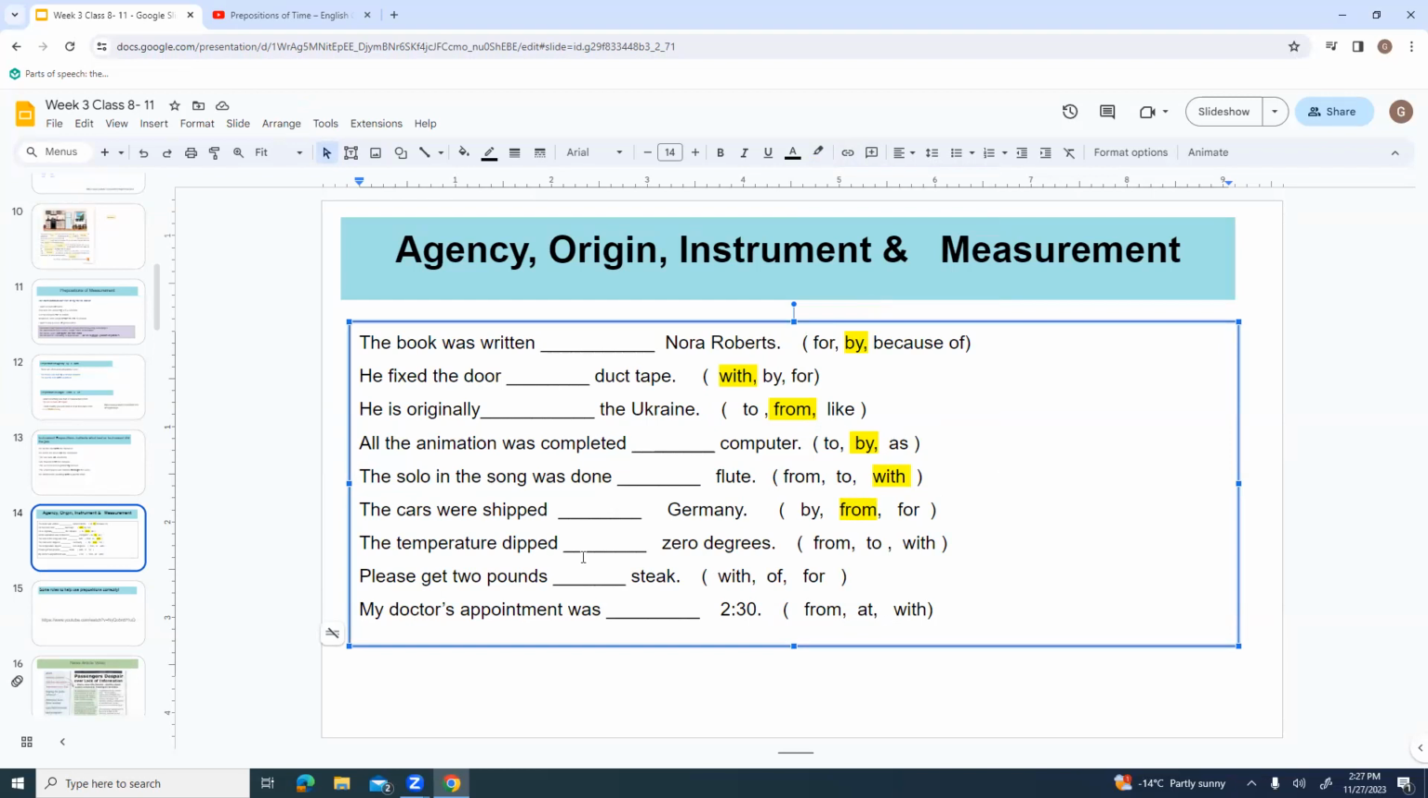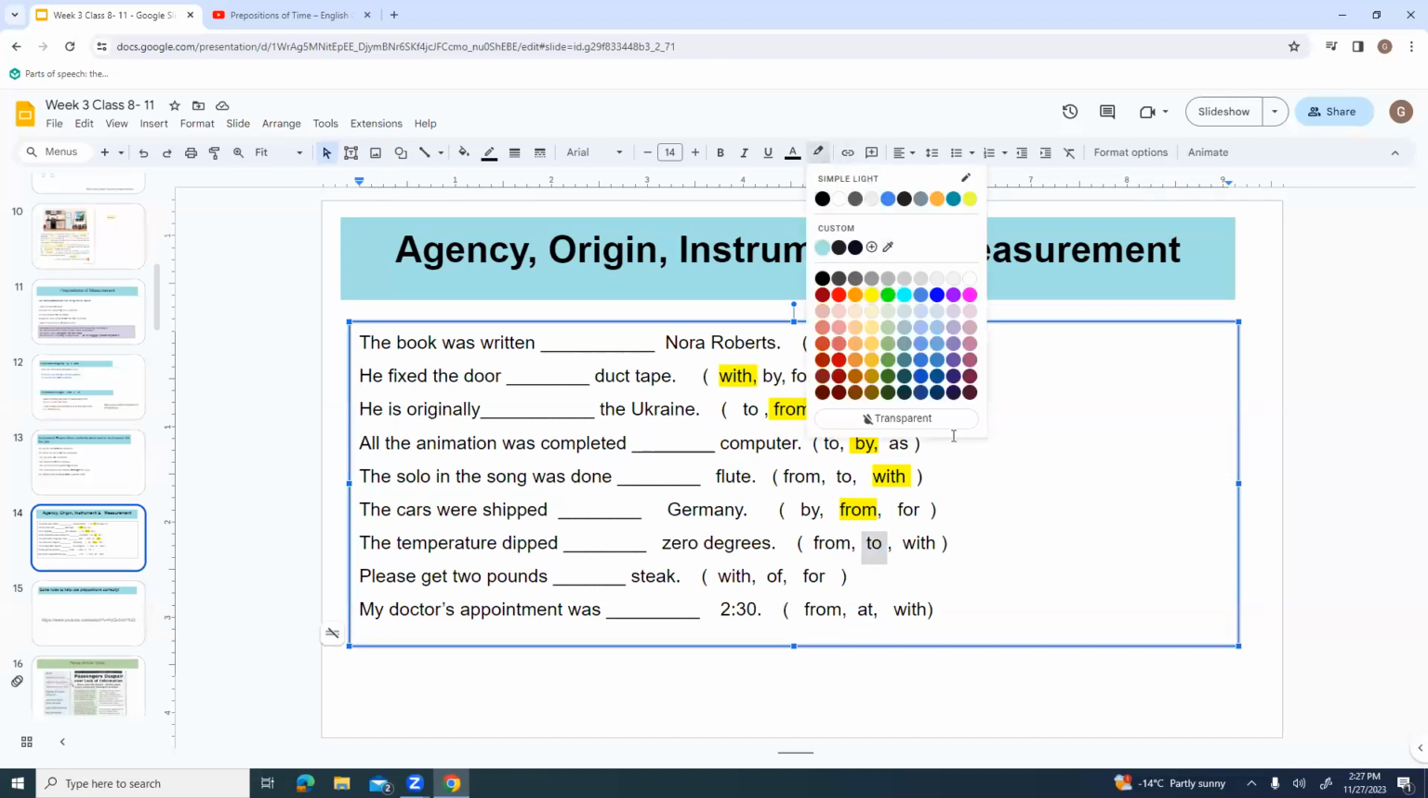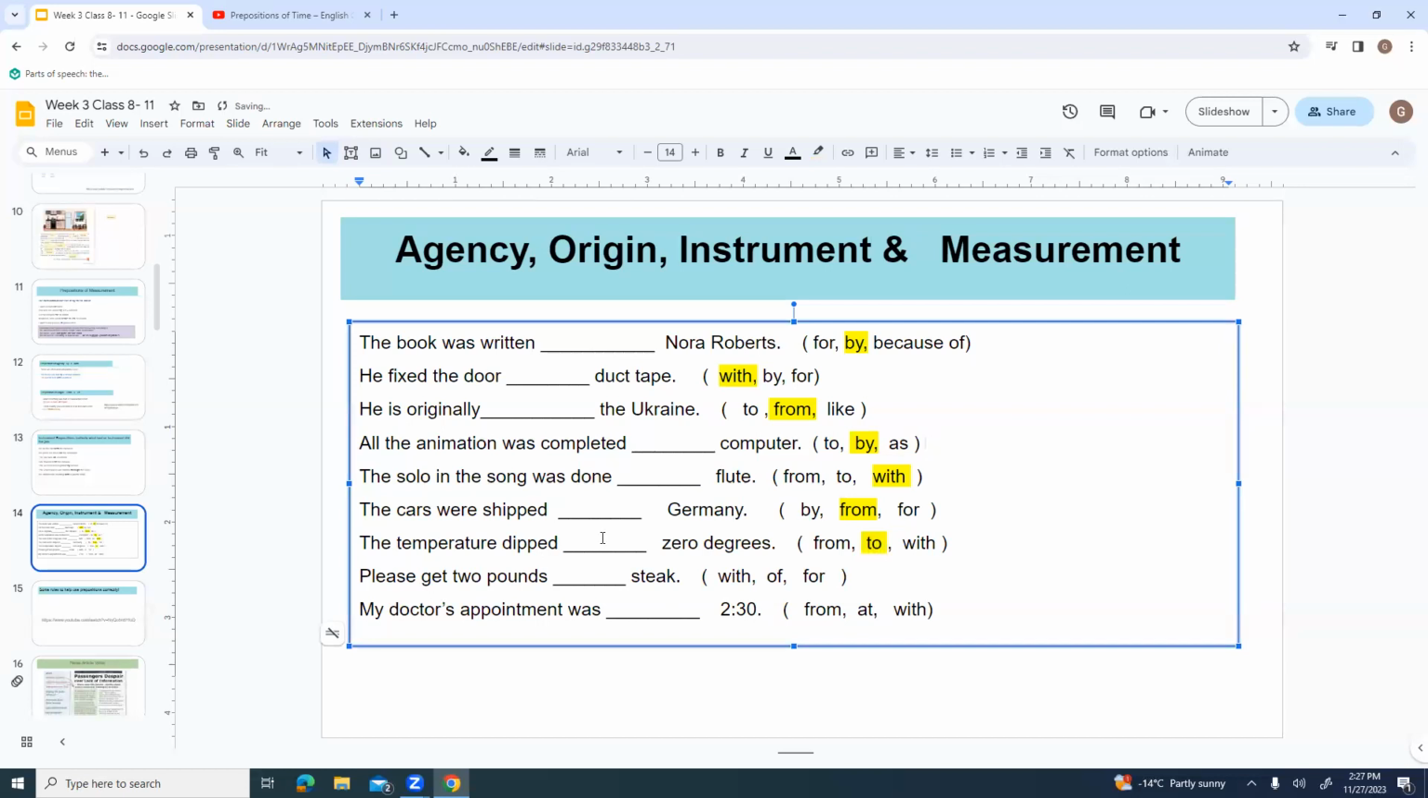The temperature dipped blank 0 degrees, from 0 degrees, to 0 degrees. If I was going to say from, I could say the temperature dipped from 0 degrees to -30, but it'd be odd to just say it dipped from 0 degrees. It's not impossible. It's just an odd sentence. There'd be no reason to tell anybody that, I don't think.